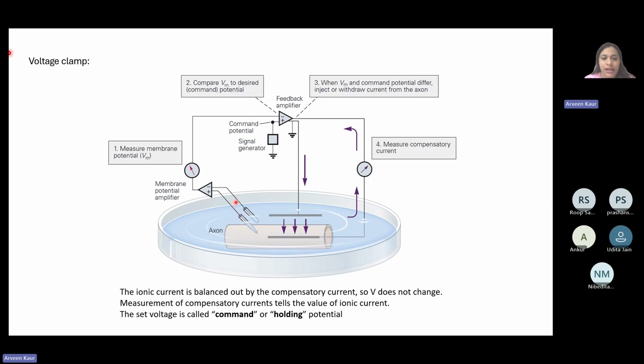So they have used a voltage clamp. What will a voltage clamp mean? That the voltage will be constant, right? Or sorry, the current will be constant, I think. Ionic current is balanced out by compensatory current. So voltage, no, voltage clamp means voltage is constant. So first what I said was the correct one, right? So over here current is changed, but voltage remains constant. And the measurement of compensatory current tells the value of the ionic current, right? So whatever current we are giving in compensation to keep the voltage constant is the value which tells us that this much ionic current is coming in the first place and this much of it we have to balance out, right? So the set voltage is called the command or holding potential, right?